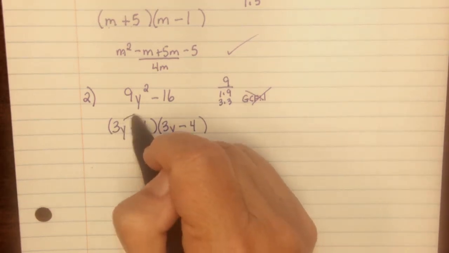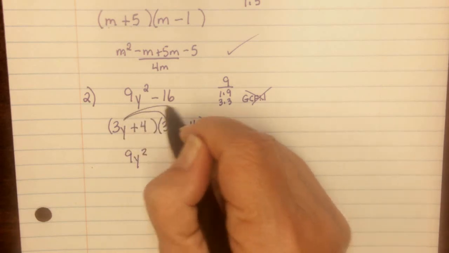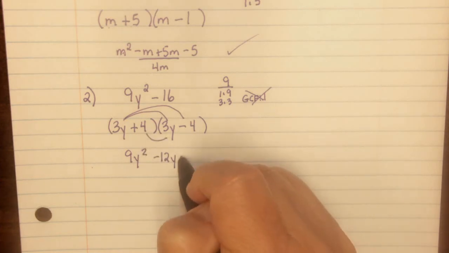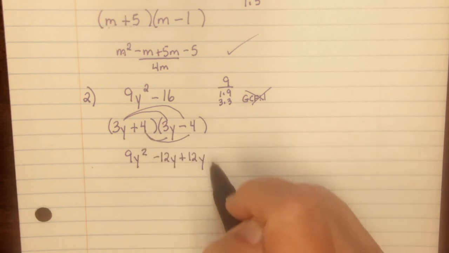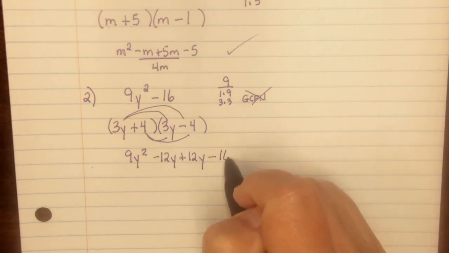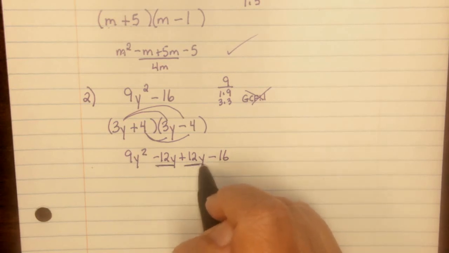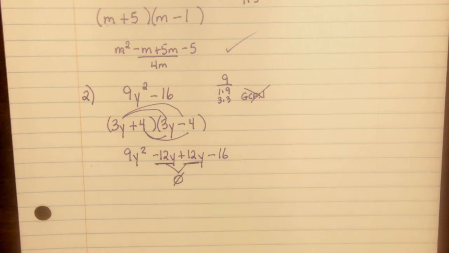So when we check it, we're going to get 9y squared, and then we're going to get minus 12y, and here we're going to get plus 12y, and plus 4 minus 4 gives us negative 16. And what happens is this minus 12y and this plus 12y, when we combine those like terms, we get 0.